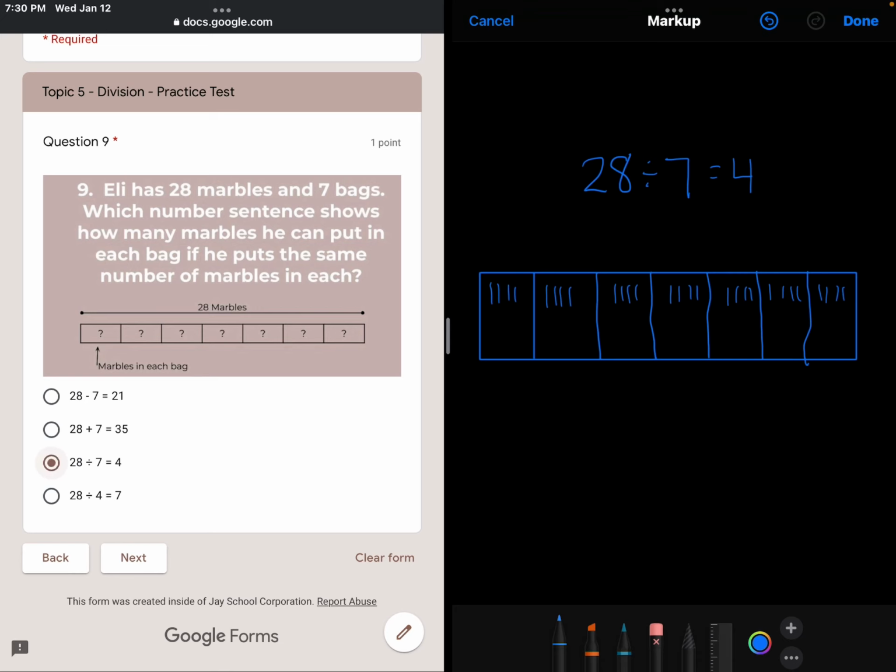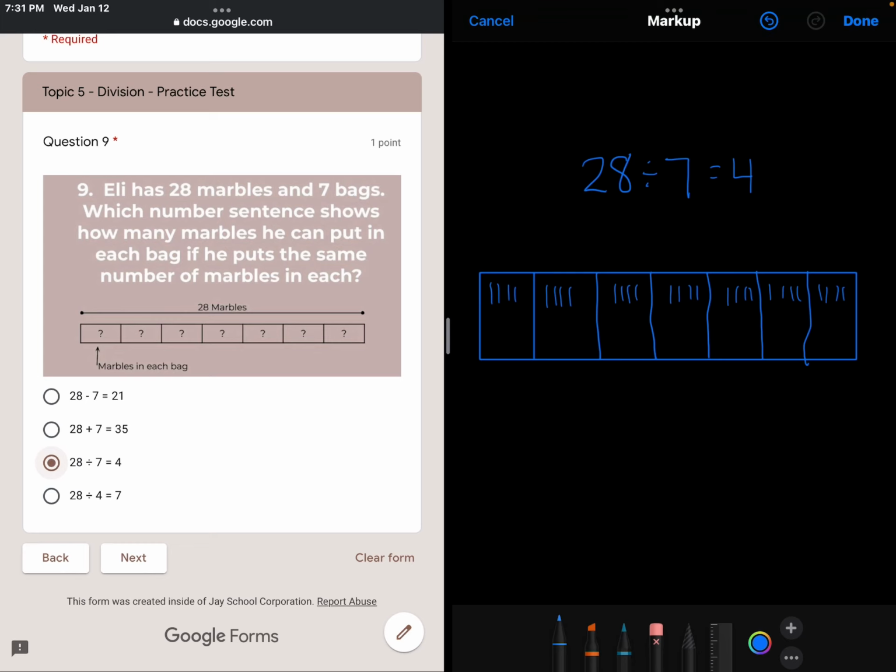Now, some of you, whenever you were doing this, asked me, well, why doesn't 28 divided by 4 equal 7 work? That is a fact family, but it's asking you which number sentence shows how many marbles he can put in each bag if he puts the same number of marbles in each bag. So how are you going to solve this problem? Okay, you don't know about that 4 yet. So take your 28 and divide them between the 7 bags. You have no idea about that 4. That's not how you're going to solve this problem.